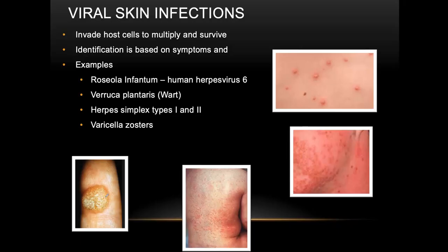Anyhow, identification is based on symptoms, right? And how it presents itself. So up here, this is chickenpox, y'all. These are vesicles, and they do erupt. They are very itchy and very inflamed, with a base that's very red. Other examples are roseola, which is human herpesvirus 6, and then we also have herpes type 1 and type 2.